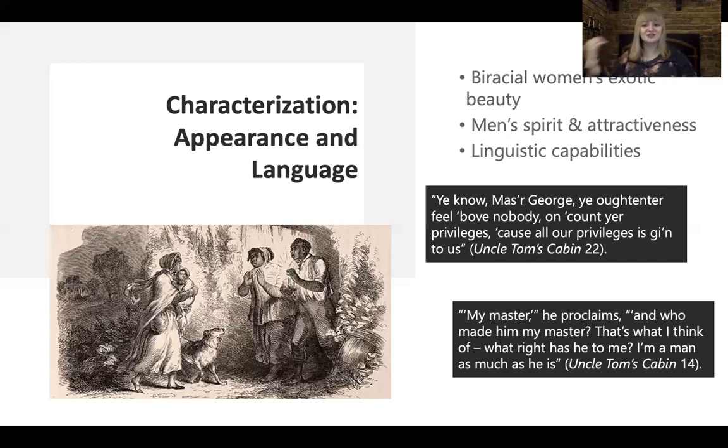So George starts us off by saying, "My master, who made him my master?" This very eloquent proclamation. And then we see Aunt Chloe saying the same sort of thing a couple pages later, but it's lost in this dialect that's hard to understand. And it's kind of brushed over a little more. We don't sit in it as readers as much as we sit in this proclamation of George Harris.